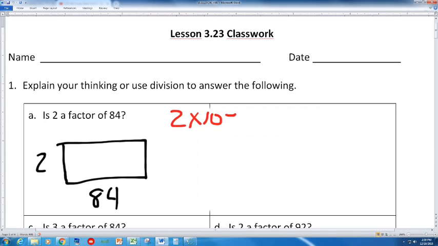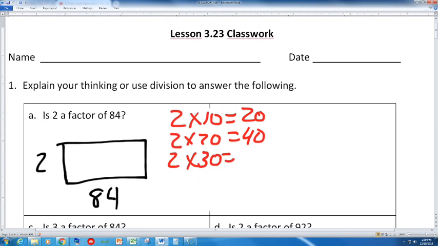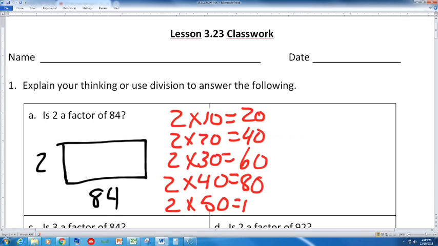2 times 10 is 20. 2 times 20, 40. 2 times 30, and we're going to keep going until we're above 80. 2 times 40, which is 80, so we're getting close. 2 times 50 is 100, so that's too much. So we're going to stop right here at 50. So we're going to start with our 40, 2 times 40, and we're going to put our 40 up top.